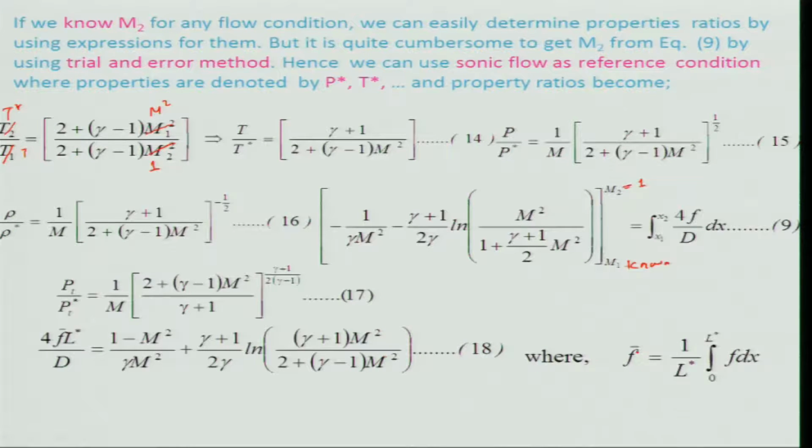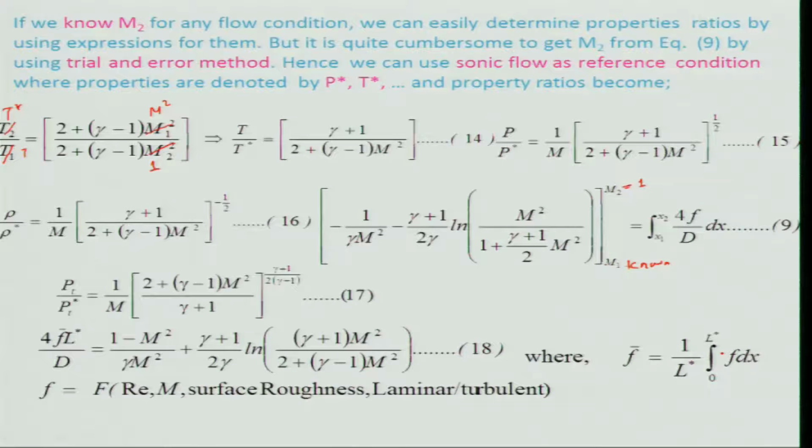And f is basically the friction factor being integrated over the length from 0 to L star, because it is going to the sonic condition. So, if you look at this, friction will be dependent on what? It will be dependent on the Reynolds number, the Mach number, whether the flow is laminar or turbulent, and surface roughness. That means in the pipe there will be different surface roughness.